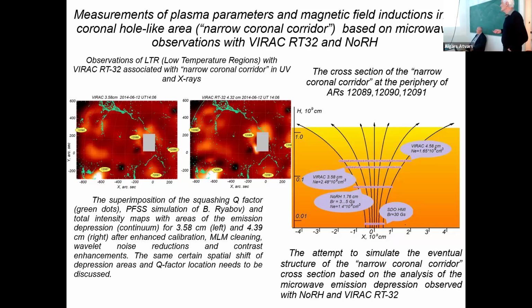And if we take the cross-section of this, let's say it is the coronal corridor. If we take the cross-section of this coronal corridor and analyze the observation and Nobeyama heliograph observation, you can see it's an attempt to simulate the structure of this cross-section of coronal corridor. You can localize the place where the microwave emission creates for different wavelengths.